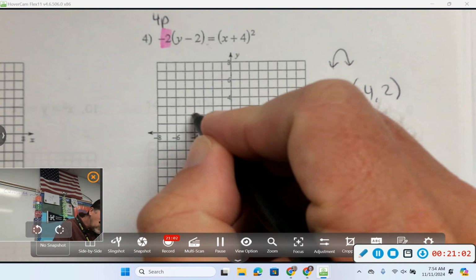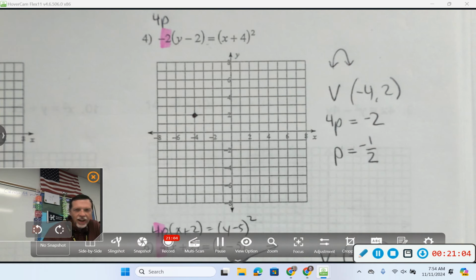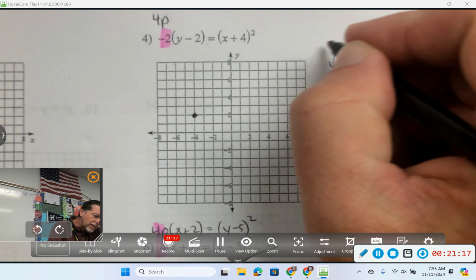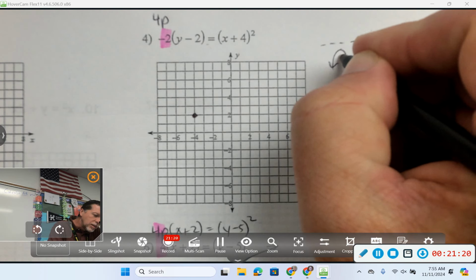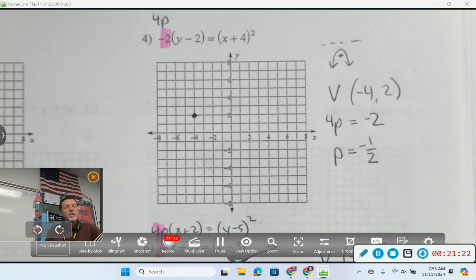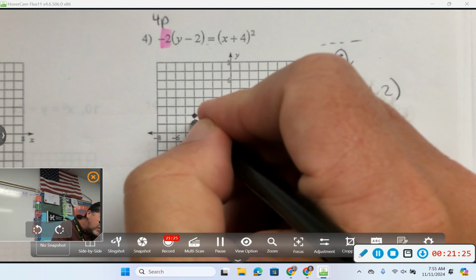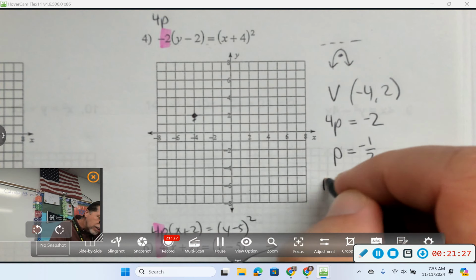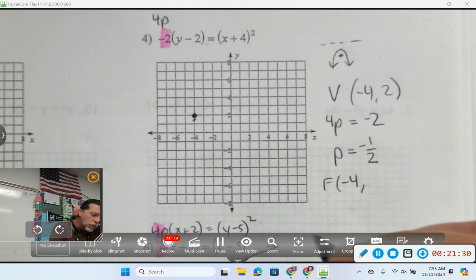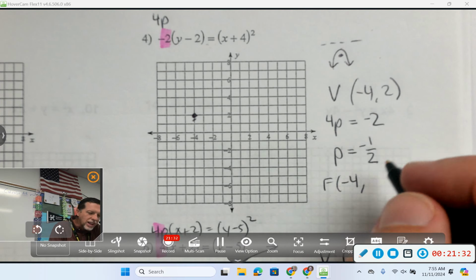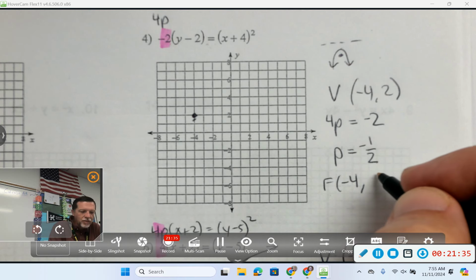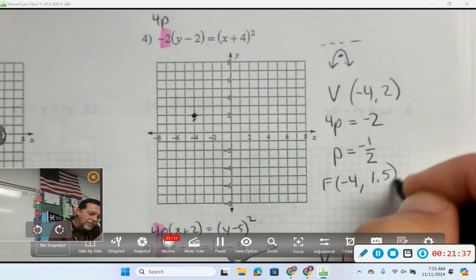Let's see, negative 4, 2. There's my vertex. My focus is a half away. A half away in which direction? Down, because I've got to wrap around the focus. In fact, this is overkill, but some people would put all the pieces on their little picture. So the focus is half down. So negative 4, and then up 1.5. Again, 3 halves, 1.5, any of those things.